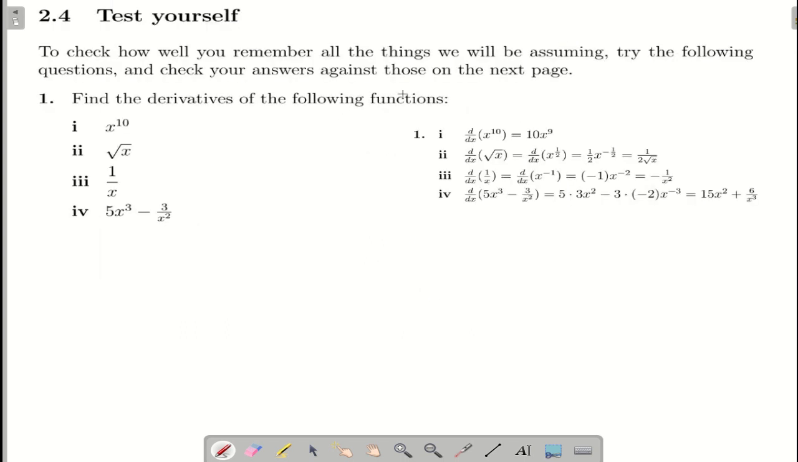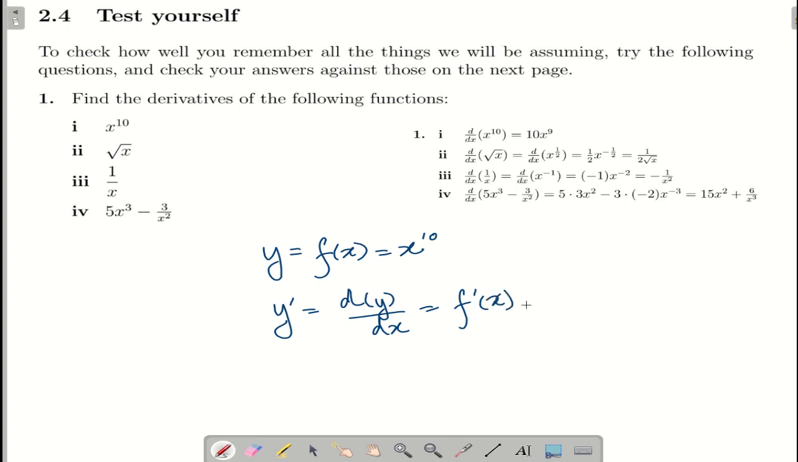Okay, now check your knowledge of the differentiation of some functions. If you have a function y equal to f of x, equal to x to the power 10, and the derivative of y with respect to x, you can write y dash, or dy by dx, is the derivative of the function. You take this 10 power down, 10x, and the power of x is minus 1, so you have 9. This is the answer here.